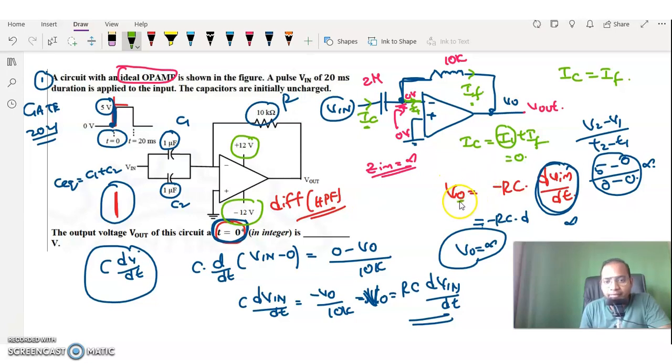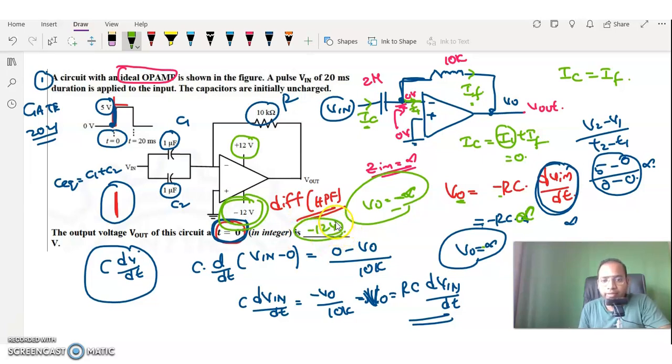But anyhow here we have V0 is equal to minus RC into dVin by dt. That means minus RC into infinity. That means V0 is equal to how much will we get? Minus infinity. Okay, so V0 is equal to minus infinity means we can expect minus 12 volts as the maximum. So here the answer is minus 12 volts. All of you understood? So this is how we can solve this question.